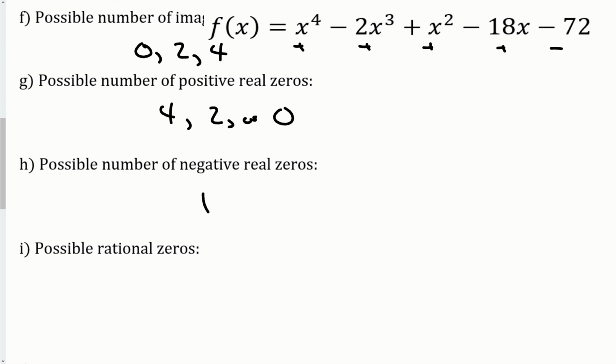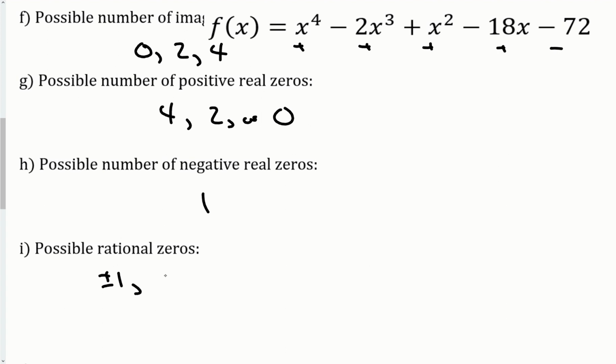So if you don't want to write the whole function out, f of negative x, again, sometimes this little trick is what I use to just figure out the possible number of negative real zeros, because that's all you really need it for, right? So now, possible rational zeros. It's basically all the factors of 72. So we just have to list out all the factors of 72.